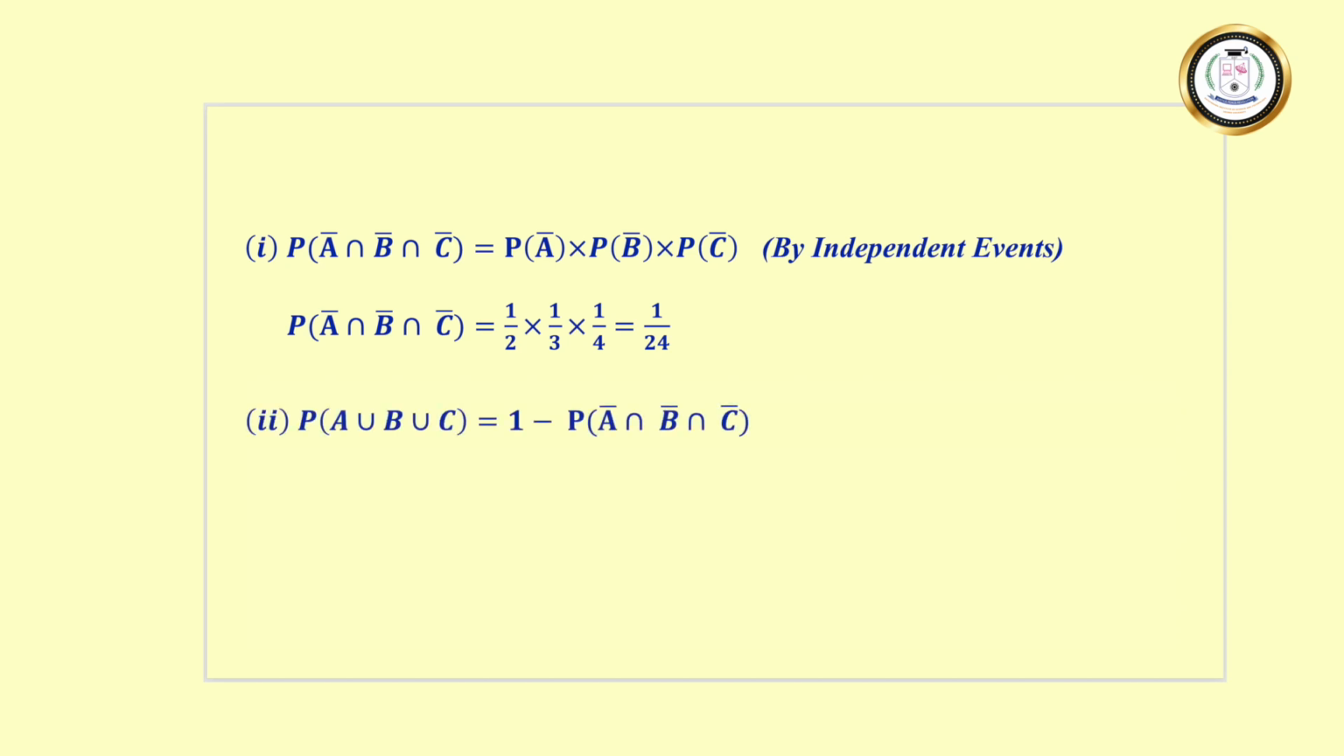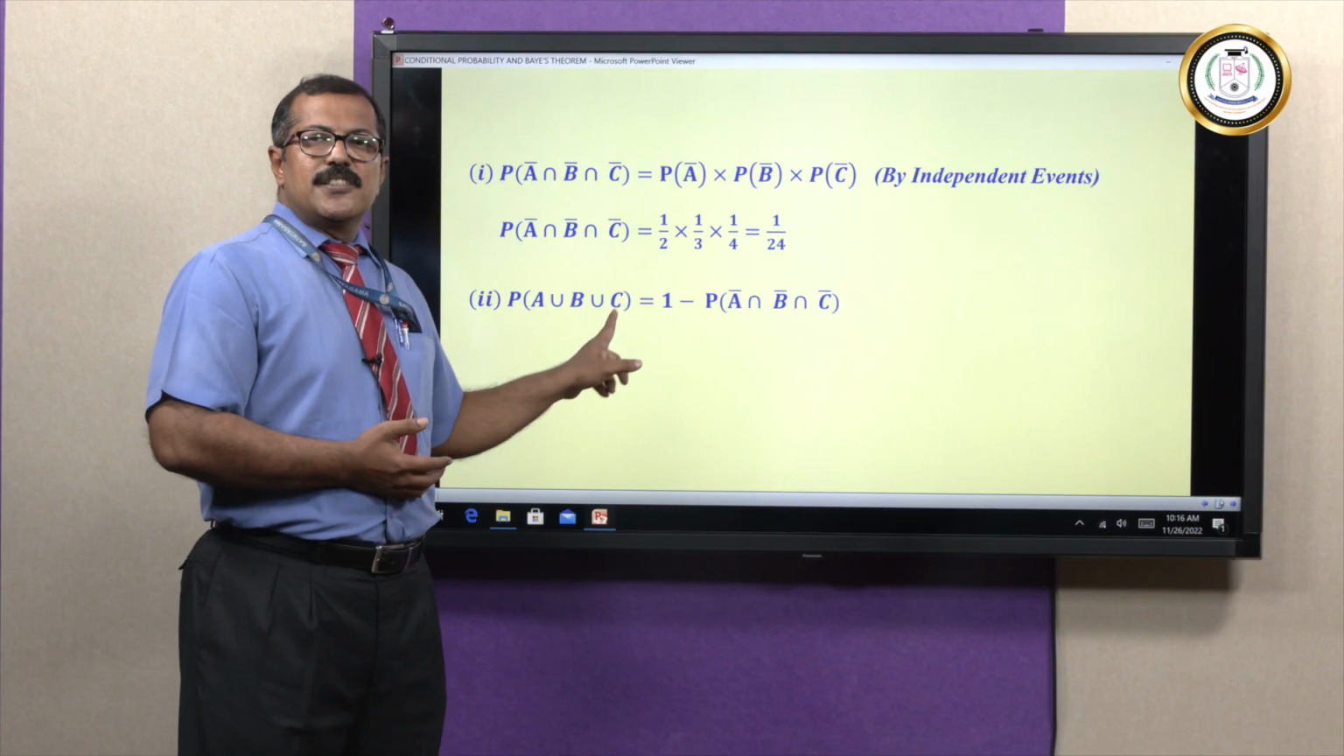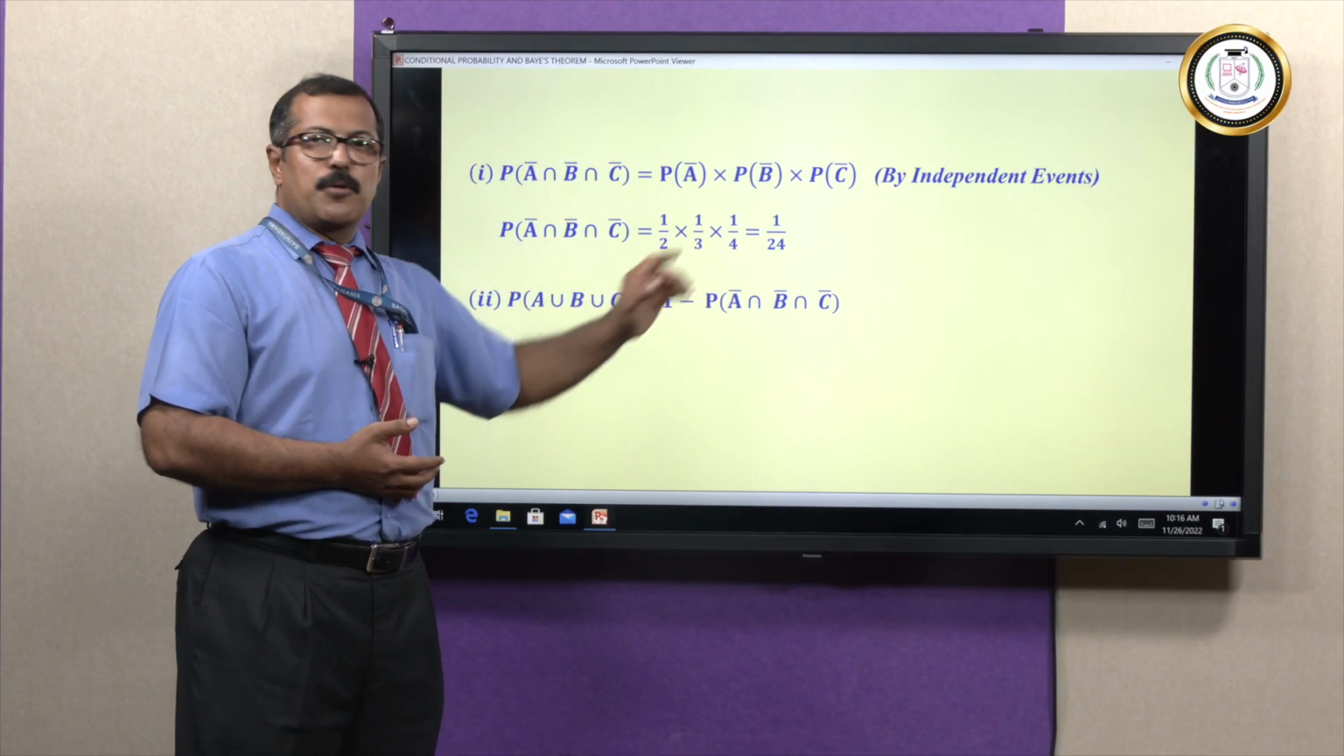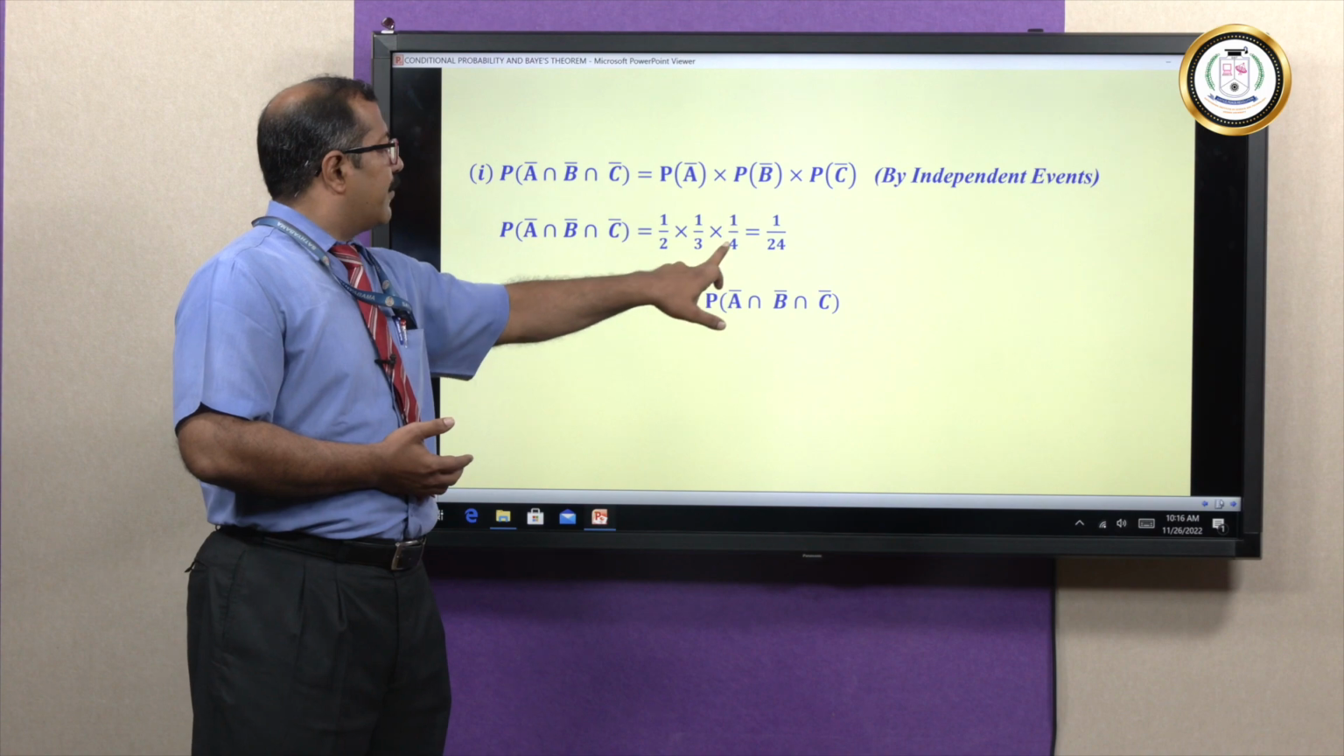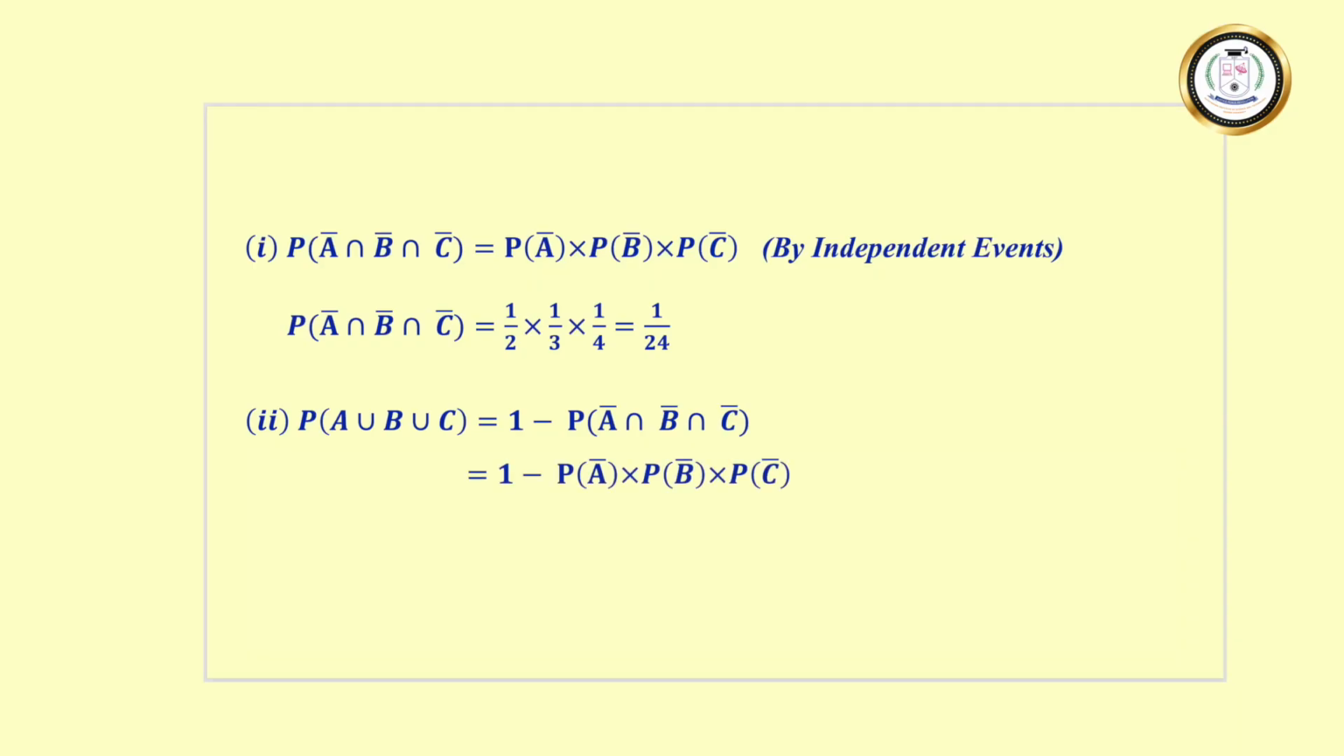Second one, A union B union C. Already we discussed it is the complement of none of them solving the problem. So we already have the value as 1 by 24. Substituting, we get 1 minus 1 by 24, which is 23 by 24.